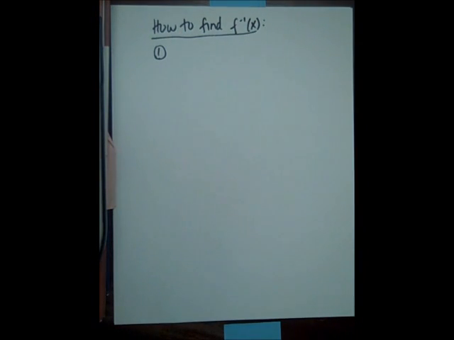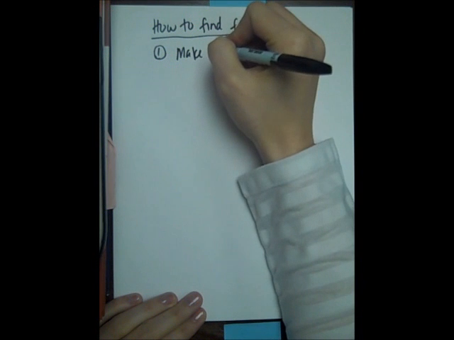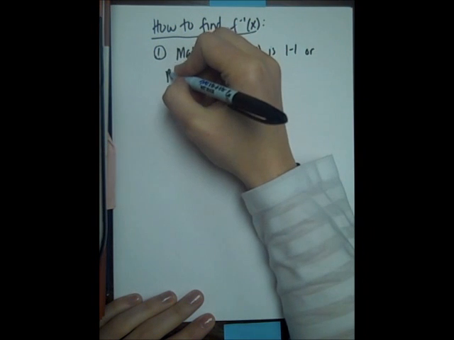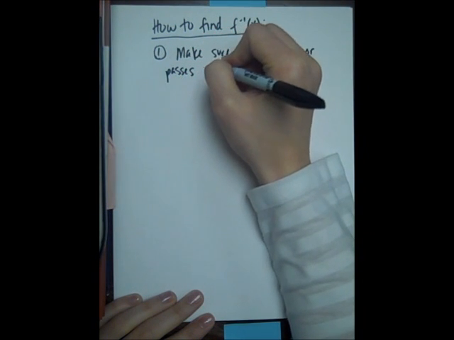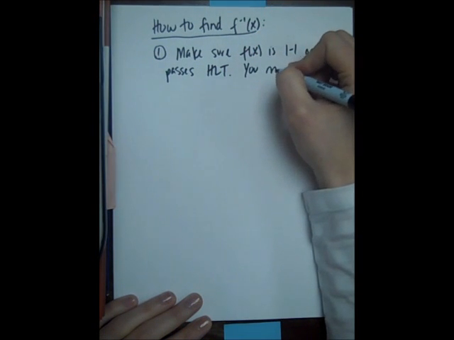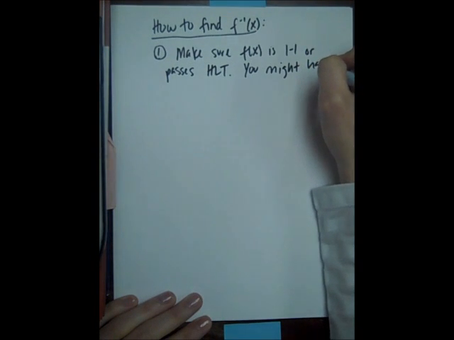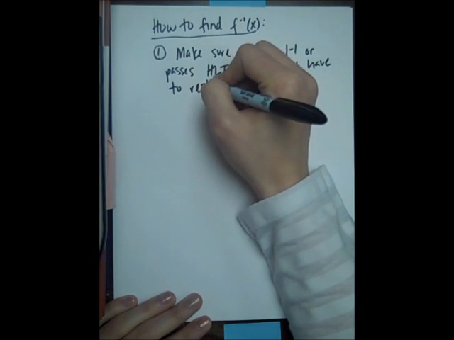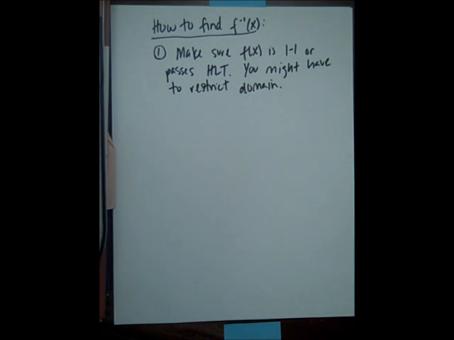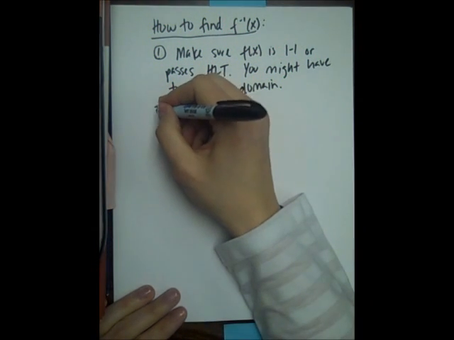First thing you want to do is ask yourself, does it actually exist? You don't want to go trying to find something that doesn't exist, so you've got to make sure that f of x is 1 to 1, or it passes the horizontal line test. You might have to restrict the domain, and that's in the last video. If you have to restrict the domain, just restrict it so that now you have a function that's 1 to 1, or it passes the horizontal line test.